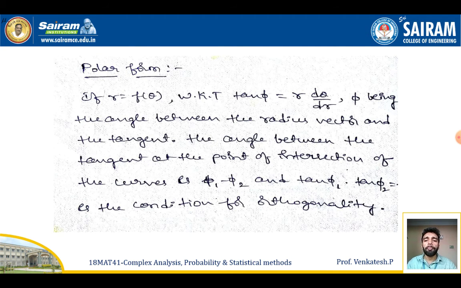Next is polar form. If r is equal to f of theta, we know that tan phi is equal to r d theta by dr, where phi is the angle between the radius vector and the tangent. Then the angle between the tangents at the point of intersection of the curves is phi 1 minus phi 2, and tan phi 1 into tan phi 2 must be equal to minus 1. So this is the condition for orthogonality in the polar form, right? Now we'll see how to prove this one also.